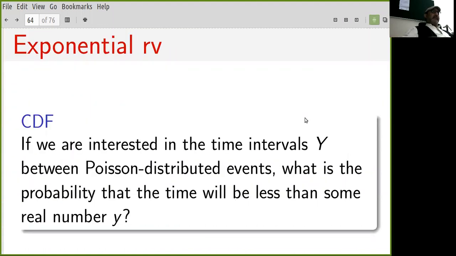Okay, so when I have a random variable, I would like to know its PDF. We've discussed that. I would also like to know its CDF. That can be convenient for me. So what is the CDF? If the exponential random variable is thought of as the time between 2 Poisson distributed events, the CDF will be the probability that time will be less than some number.